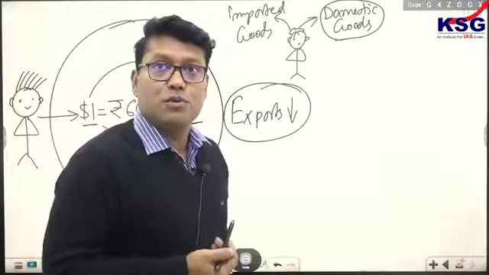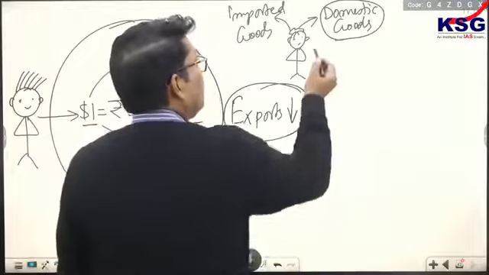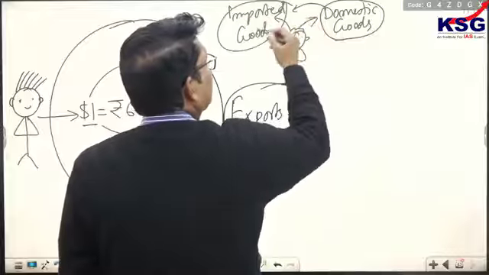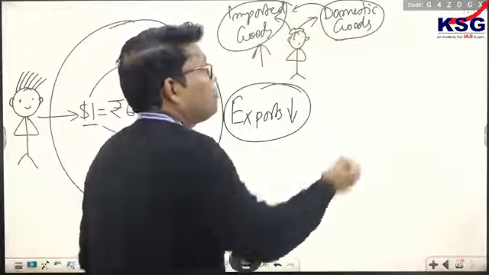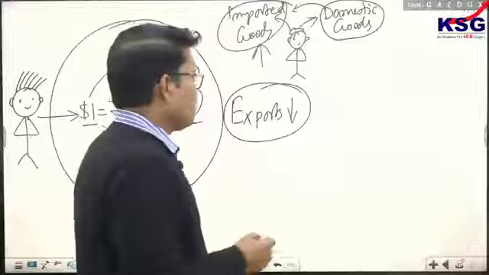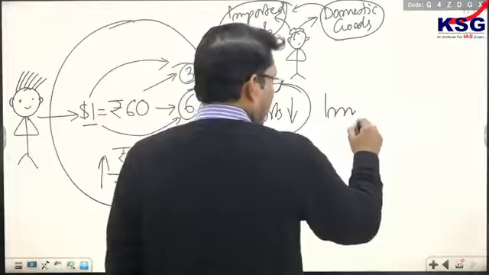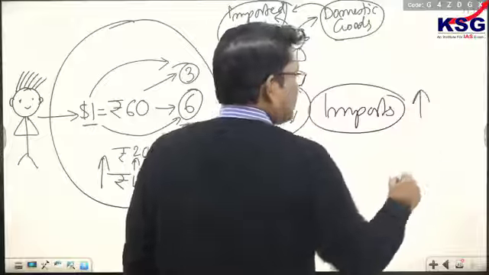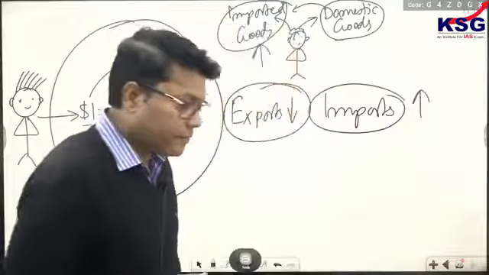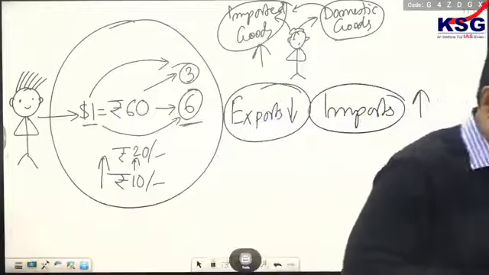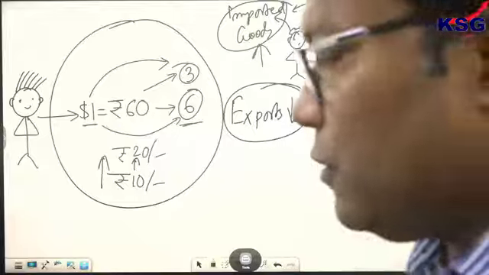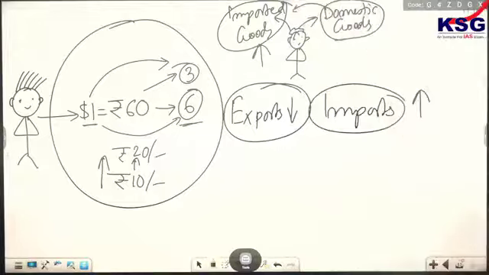So as a resident consumer, what we are going to do is shift from domestic goods to imported goods. We are shifting here, so ultimately demand for imported goods will go up. So finally, imports of the country are going to increase. Simple logic. Okay.